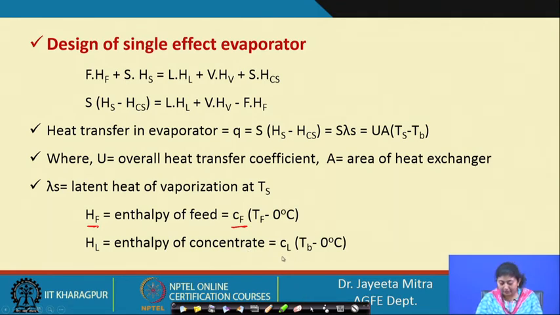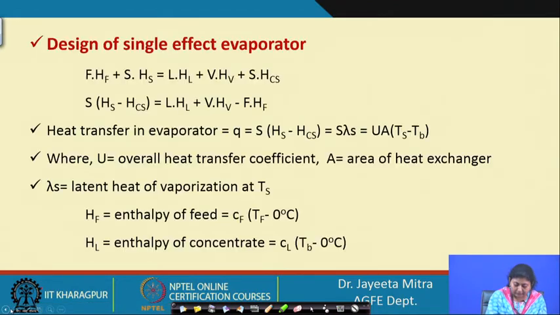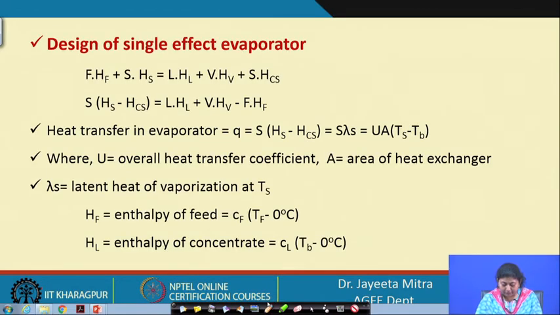So, again we will calculate the specific heat of the concentrate, CL, and multiply by (Tb minus 0). We are taking 0 as the base temperature or datum here. So, Tf also we have taken with the base of 0, and TL, that is the concentrate, we also take with reference to 0. So, this is the enthalpy of both the streams.